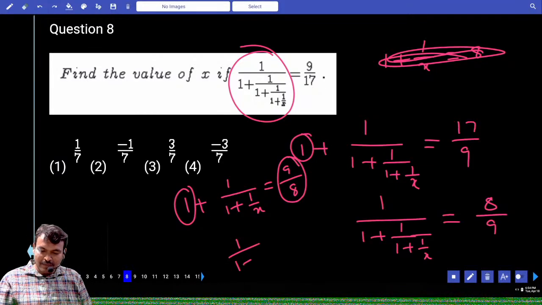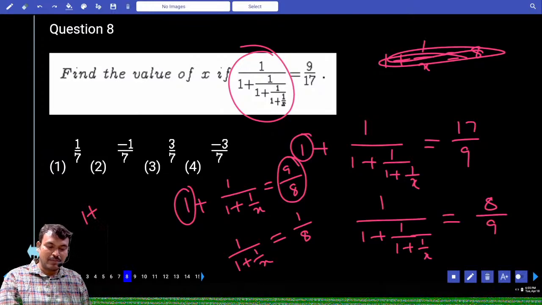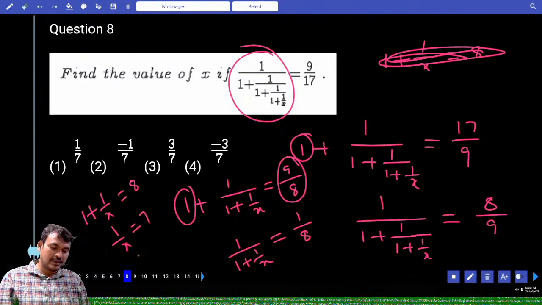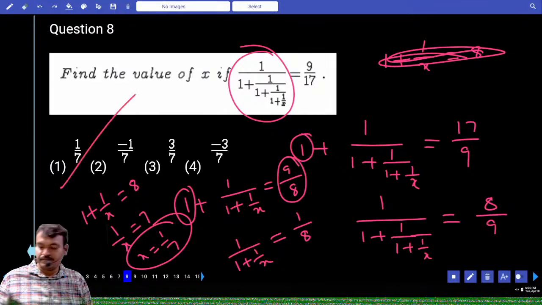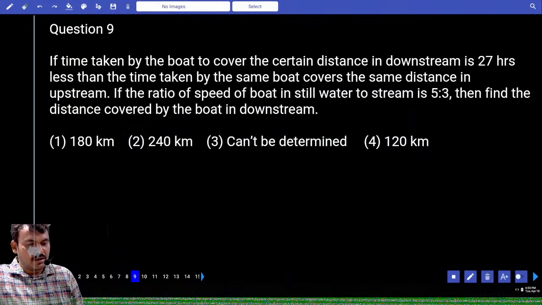1 by 1 plus 1 by x is equal to how much? 1 by 8. This one, 1 plus 1 by x, equals how much? 8. Then 1 by x equals 7, so x equals 1 by 7. Clear? Next, question number 9.